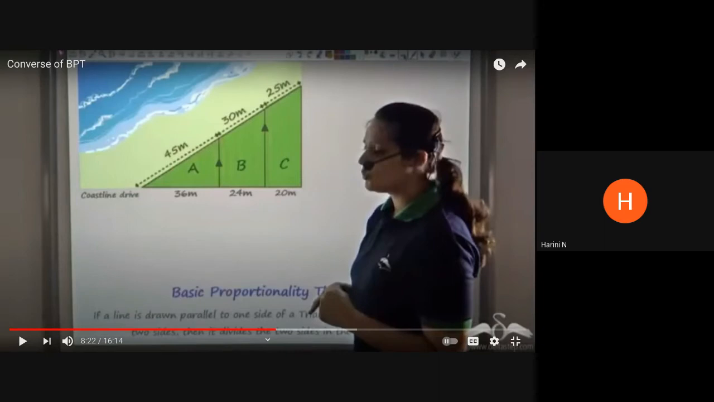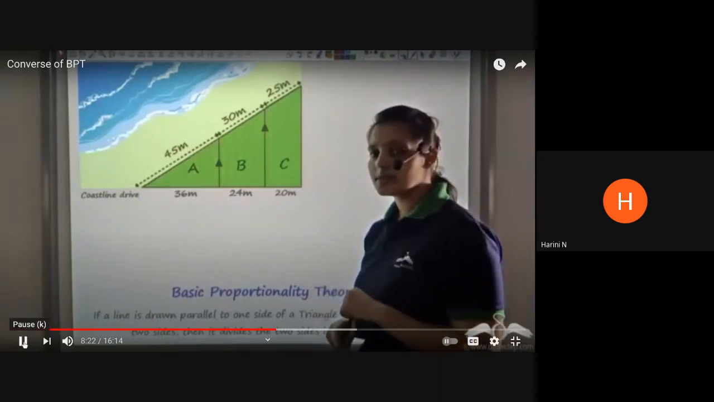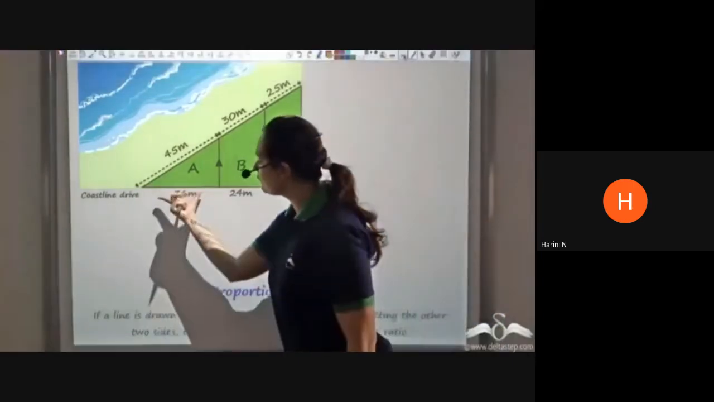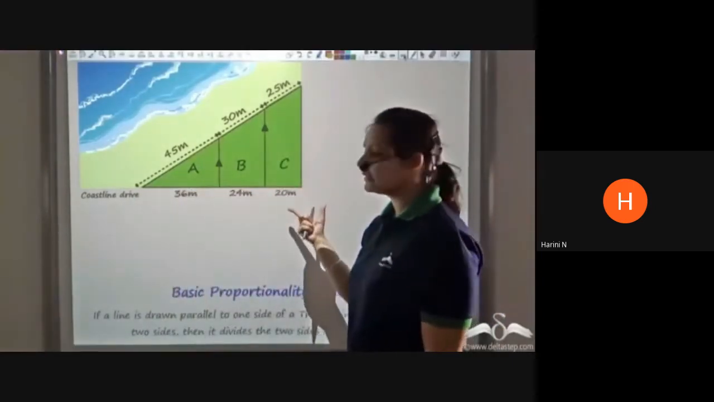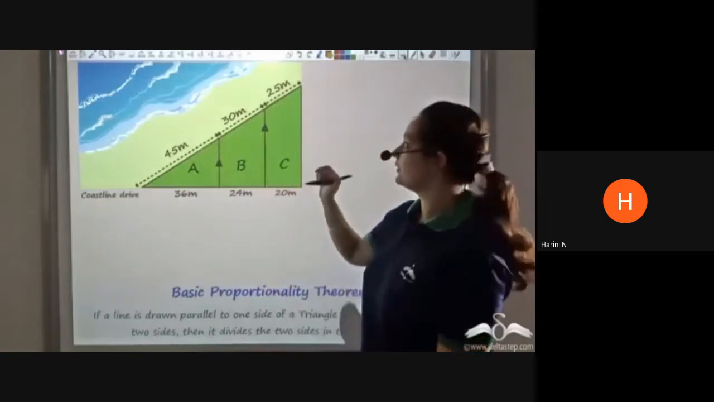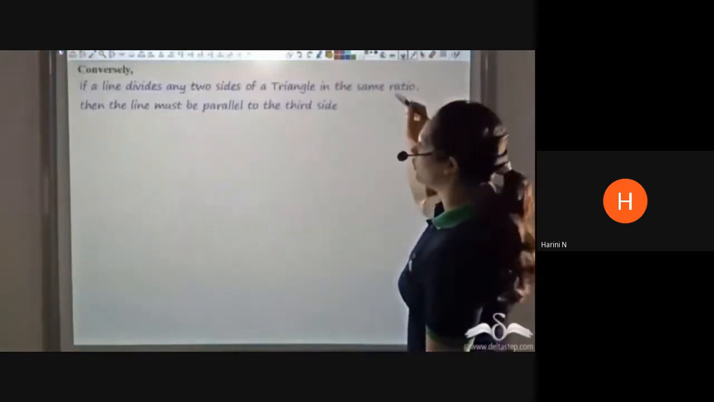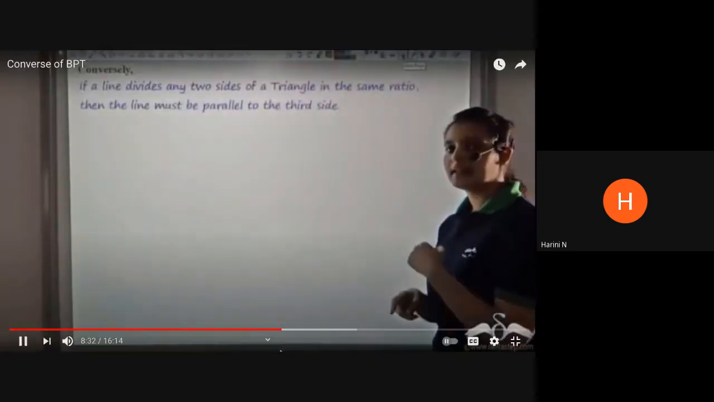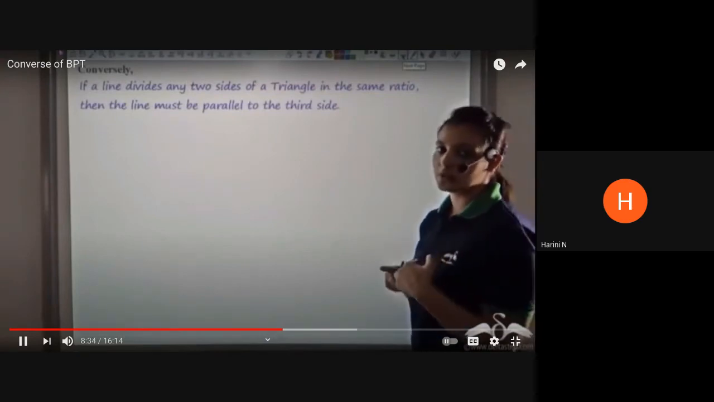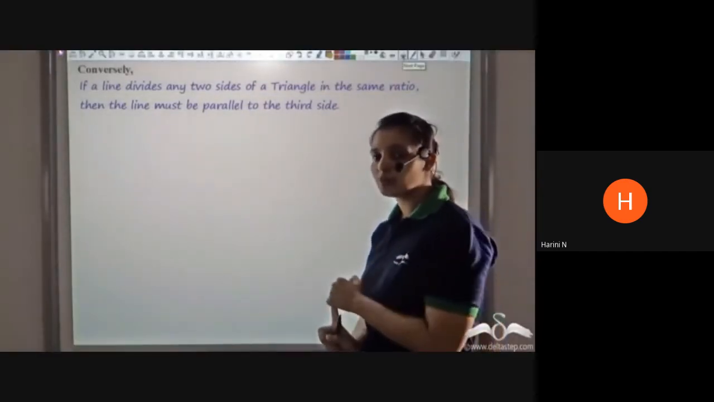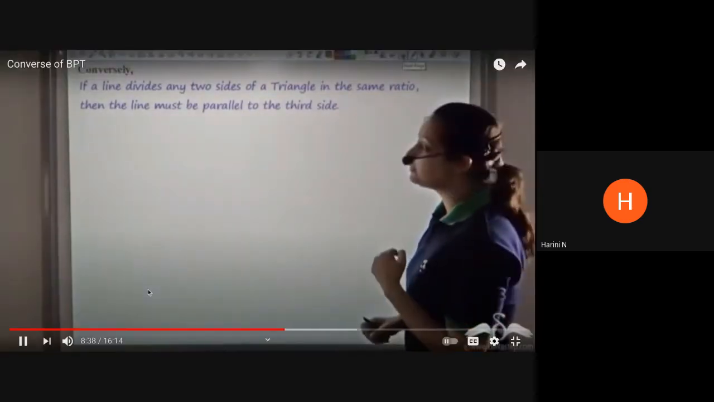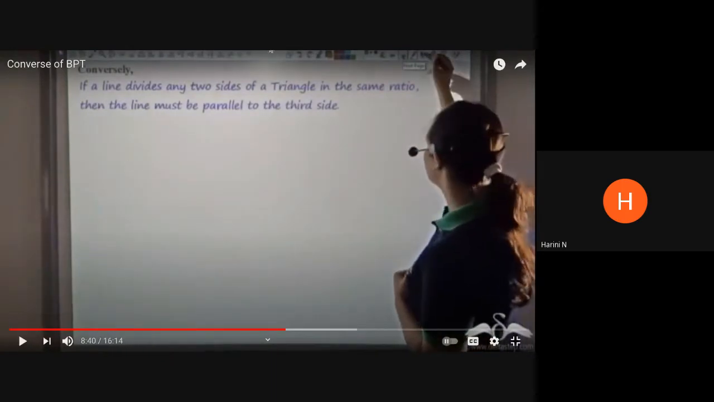Now let us see how the converse is stated. What does the converse say? The converse says that if the ratio of sides is equal, then the line should be parallel. So for the converse, you have a line that divides two sides into equal ratios. All you need to prove is that that line is actually parallel to the third side.